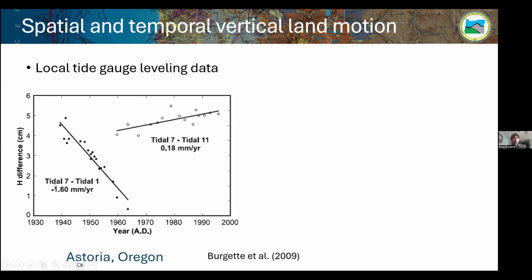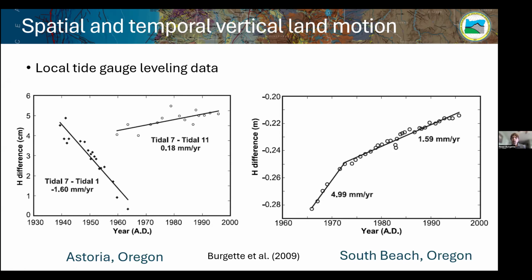We interpret Tidal 7 as being the most stable one, but these other two were used to establish that vertical datum at the tide gauge, and the record was contaminated by these trends. So there are pretty large gradients in local deformation rates that aren't necessarily easy to recognize.